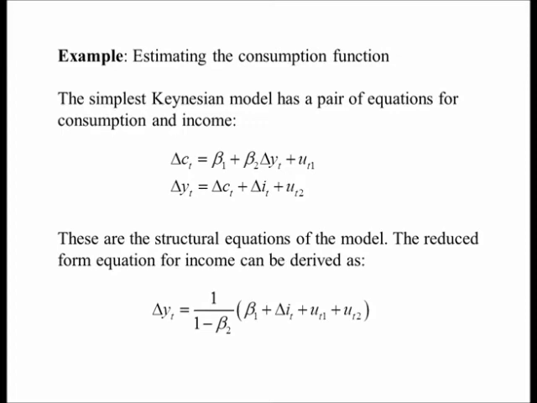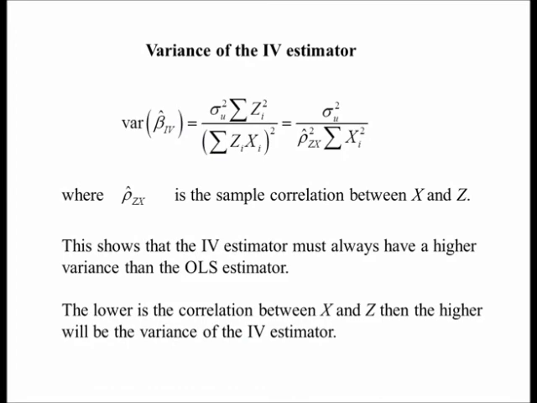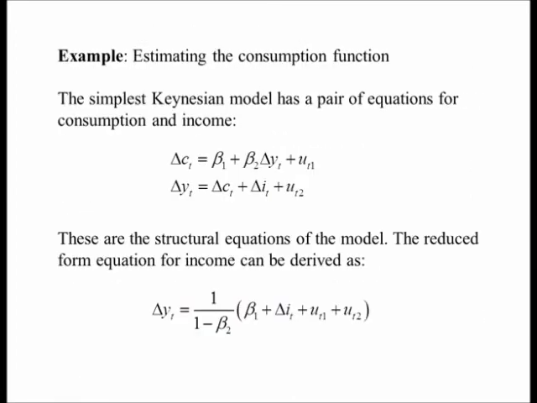Now, this example here is estimating the consumption function. We've already looked at this on the previous slides. This is essentially the model that we just looked at. This is the simplest Keynesian consumption function with a pair of equations here. We solve it out to get the reduced form for y, and that gives us the result that delta y is correlated with the error term. And we've seen on the previous slides, if we go up a couple of slides here, that's the difference between the OLS estimator and the IV estimator.